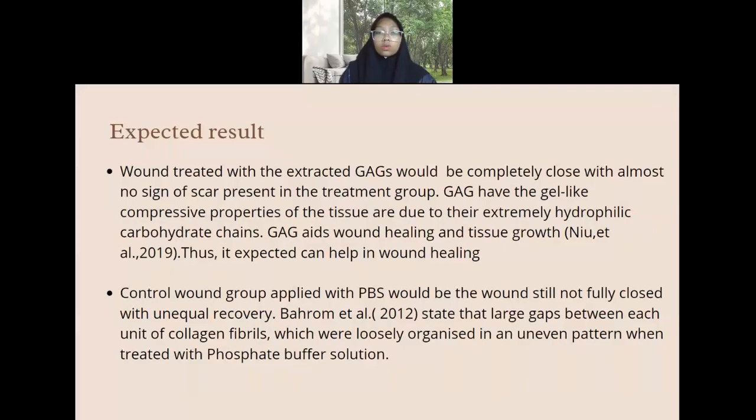While for the control group, which is applied with PBS, the wound would still not be fully closed, with unequal recovery, because Bahrom stated that there are large gaps between each unit of collagen fibers, which were loosely organized in an uneven pattern when treated with phosphate buffer solution.